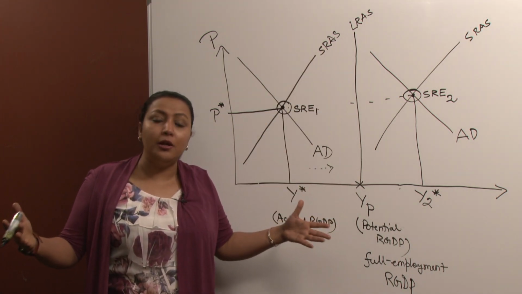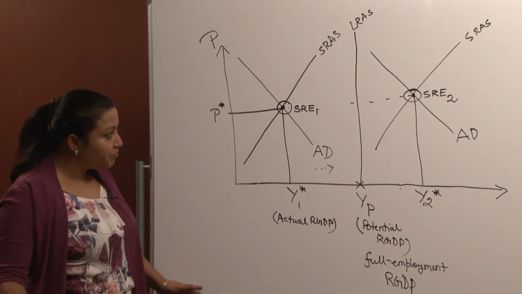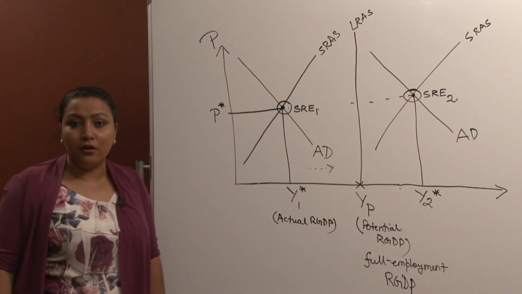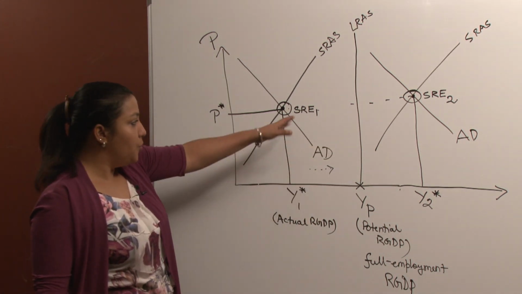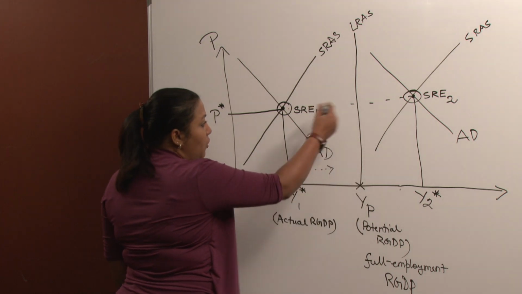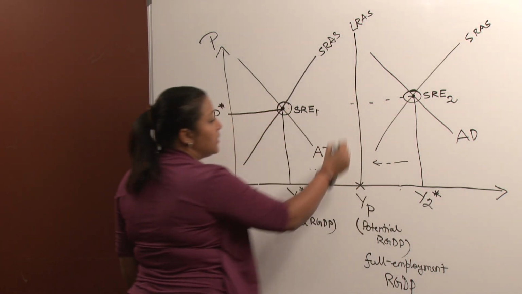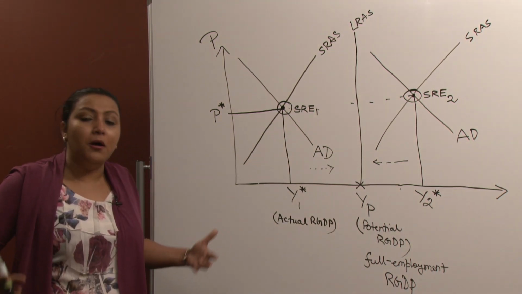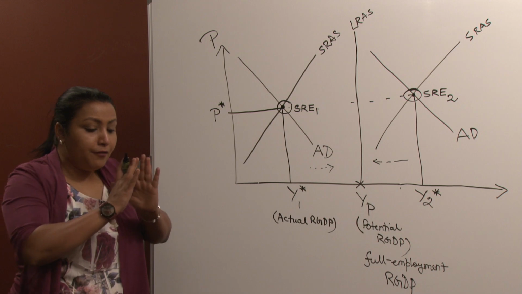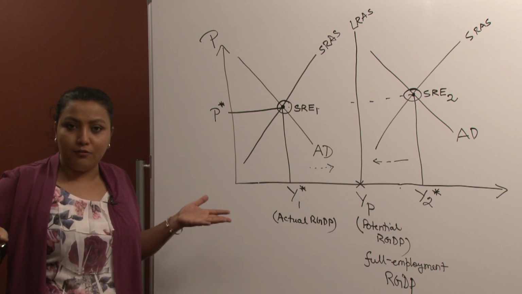A short run equilibrium will be either to the left or to the right of a long run aggregate supply curve. And whenever the economy is at a short run equilibrium, whether it is something like SRE1 or SRE2, the objective of the country is to move towards that long run aggregate supply, because that is the potential, that is the optimum for the country. So, if it is away from that vertical line, it wants to move towards that vertical line.